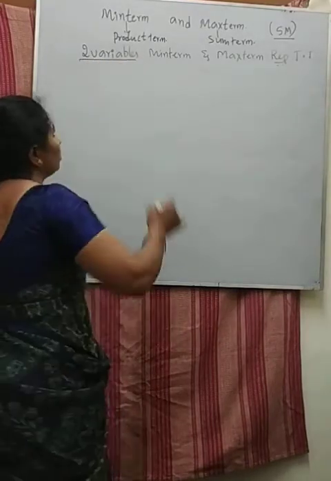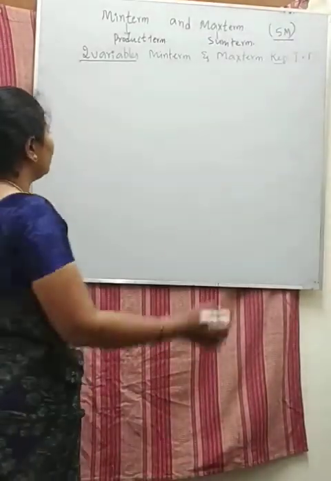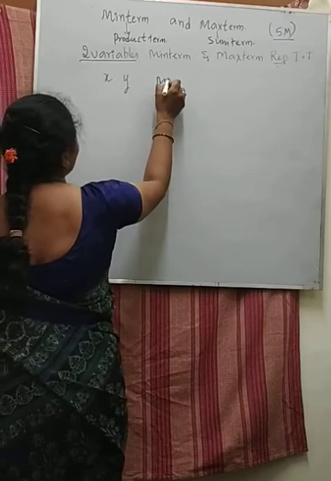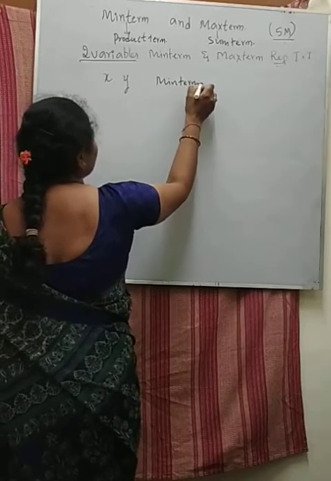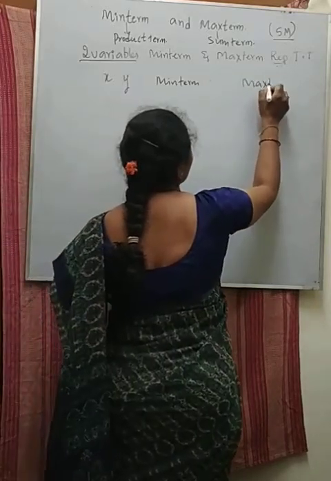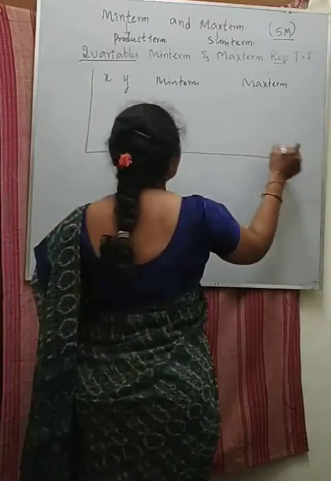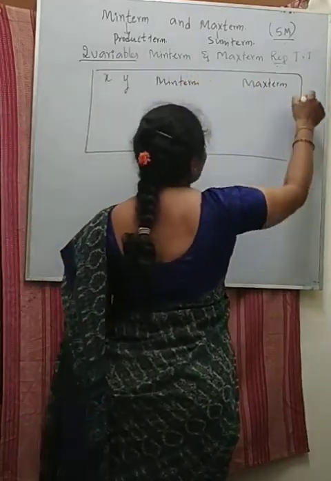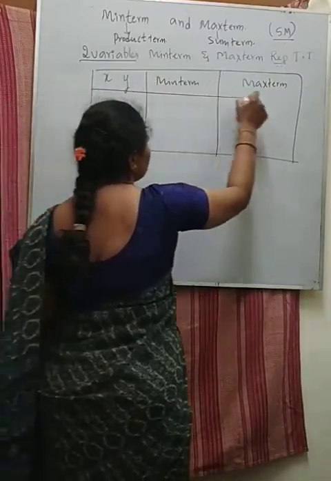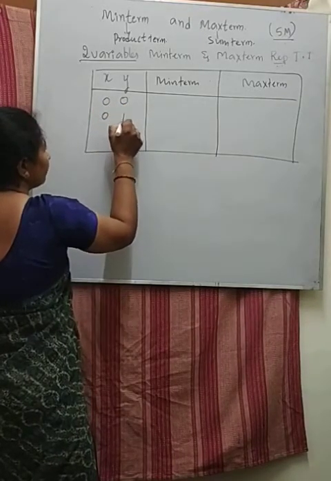We'll write the two-variable truth table for minterm and maxterm first. X, Y, we'll write the minterm and its notation, the maxterm and its notation. Okay. So when we have two variables, how many combinations will we get? Whatever we have written in the truth table, we will get four combinations.